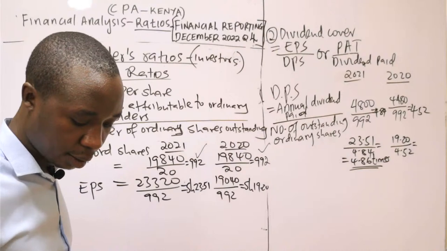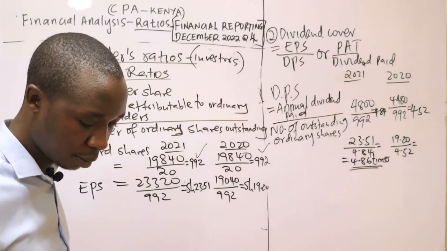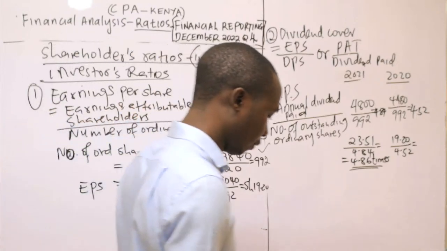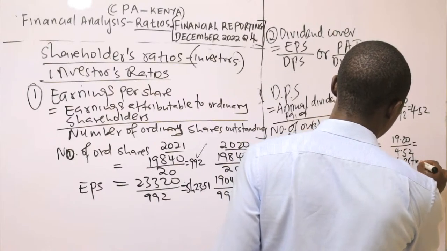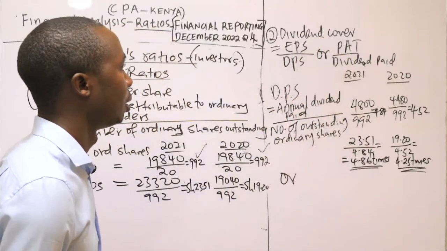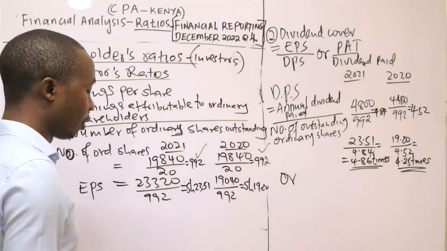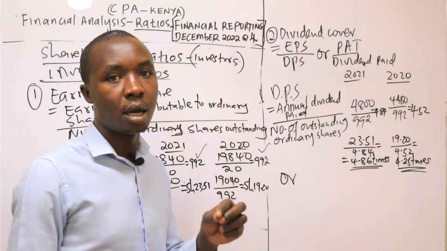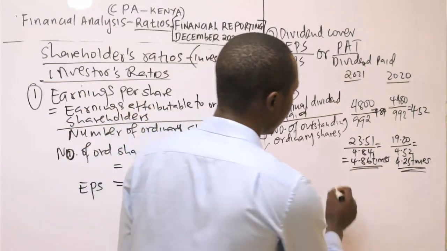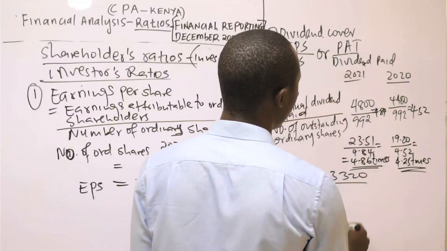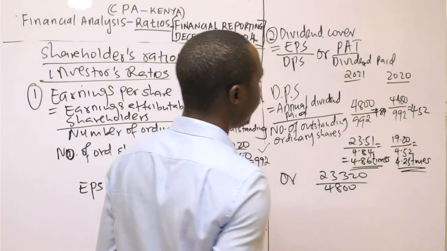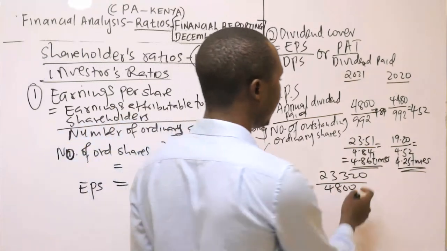Then the other one, 19.20 divided by 4.52, is 4.25 times. Or, this can be done directly: you take your profit after tax and divide by the dividends paid, and you get the same answers. The profit after tax from the statement of profit or loss is 23,320, divided by the dividends paid, 4800.